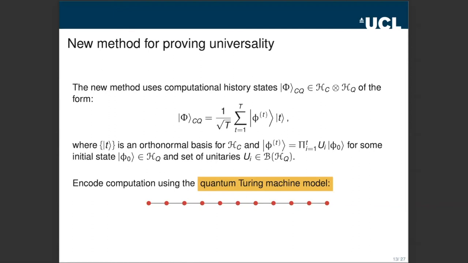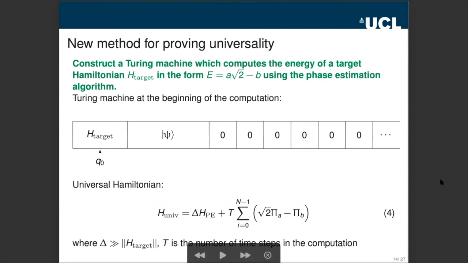So these quantum Turing machine history states are going to form the basis for our two new universal models. Okay, so that's the model of computation we're going to be encoding, but what's the actual computation that we'll be encoding using this method? Well, the computation we're going to be encoding is a phase estimation algorithm. So the Turing machine tape at the beginning of the computation is going to look like this.